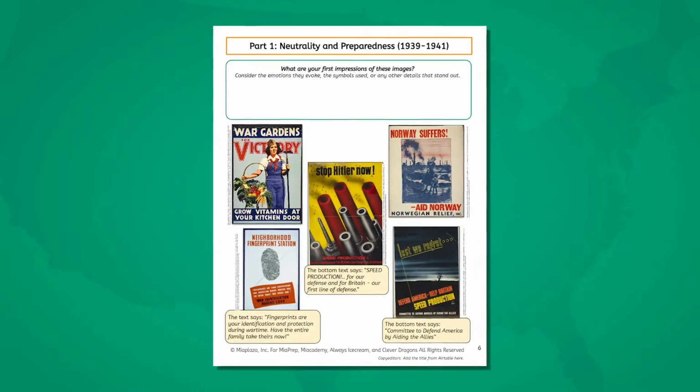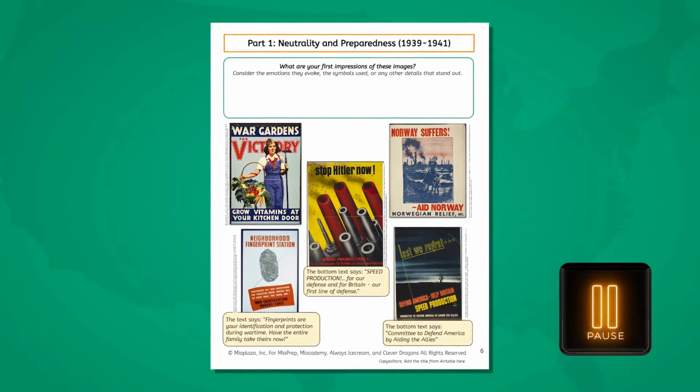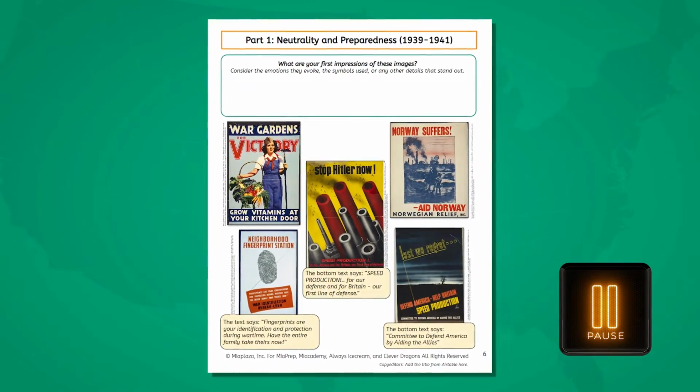There was growing interest in preparedness, strengthening the nation's defense, and readying for potential military intervention at home or abroad. The tension between preparation and remaining neutral was evident in propaganda posters produced between 1939 and early 1941. Pause here to jot down some of your first impressions of these posters in your PDF.